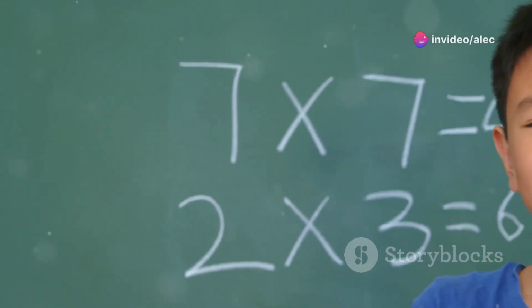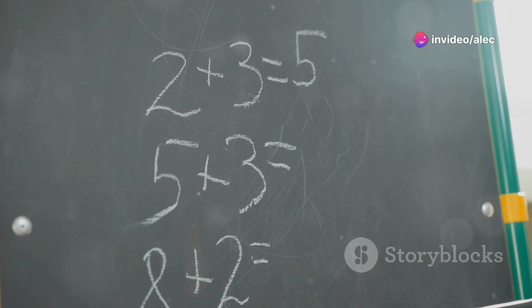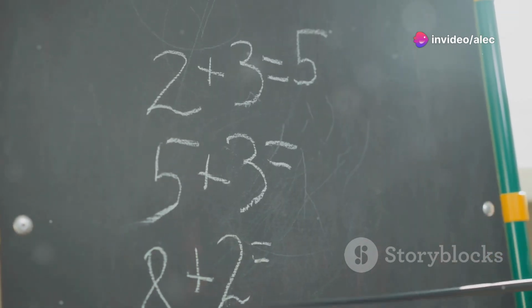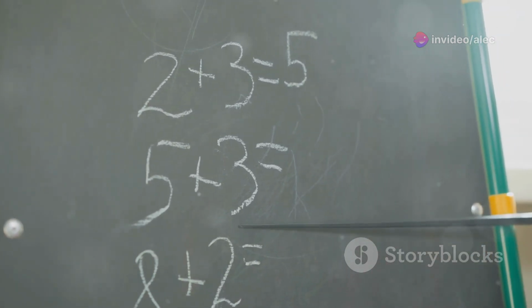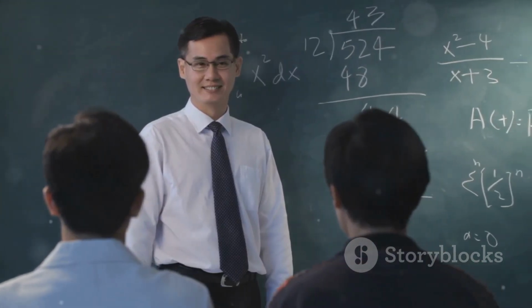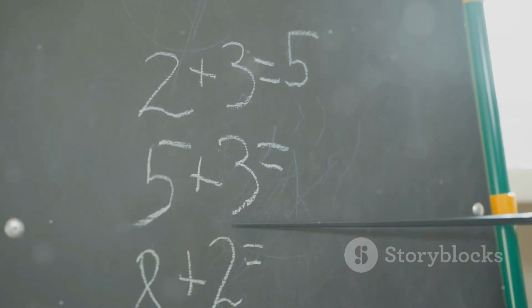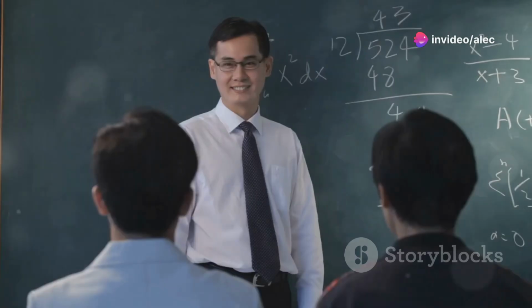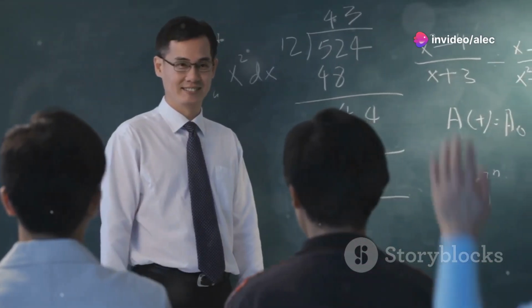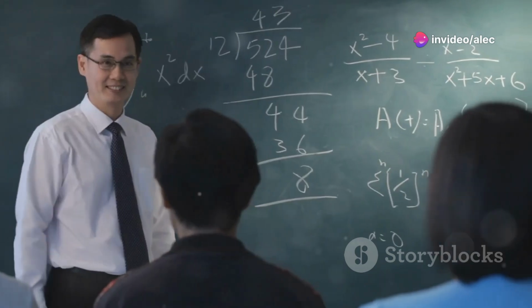Let's try another one. What is 5/6 divided by 1/2? Flip 1/2 to get 2 over 1. Now multiply 5/6 times 2 over 1. Multiply the numerators. 5 times 2 equals 10, and the denominators 6 times 1 equals 6. So 5/6 divided by 1/2 equals 10/6, which simplifies to 5/3 or 1 2/3.